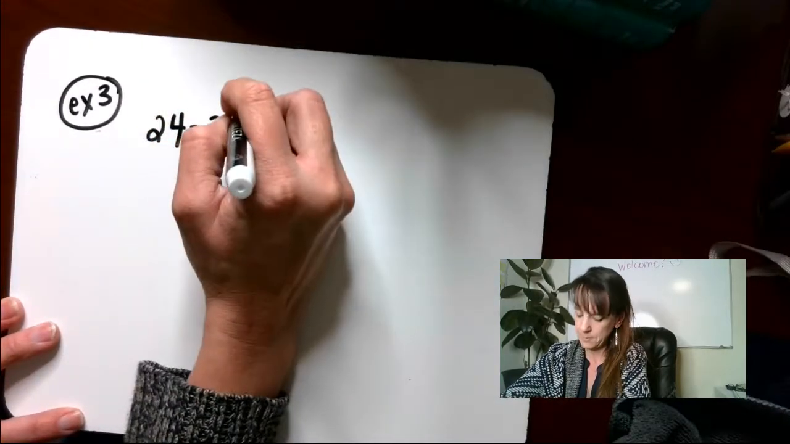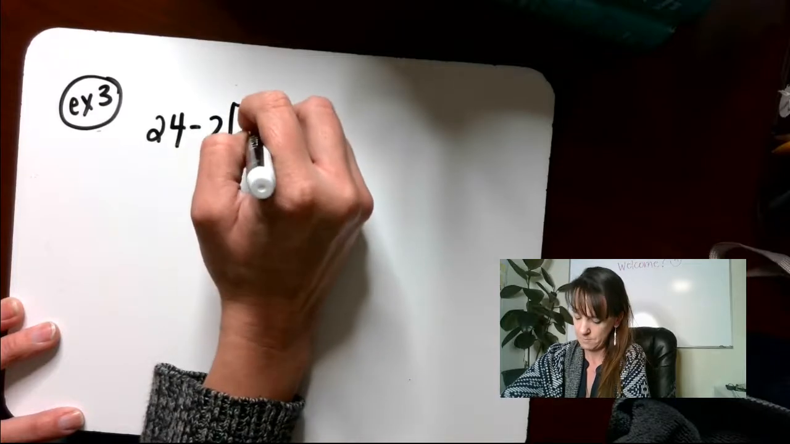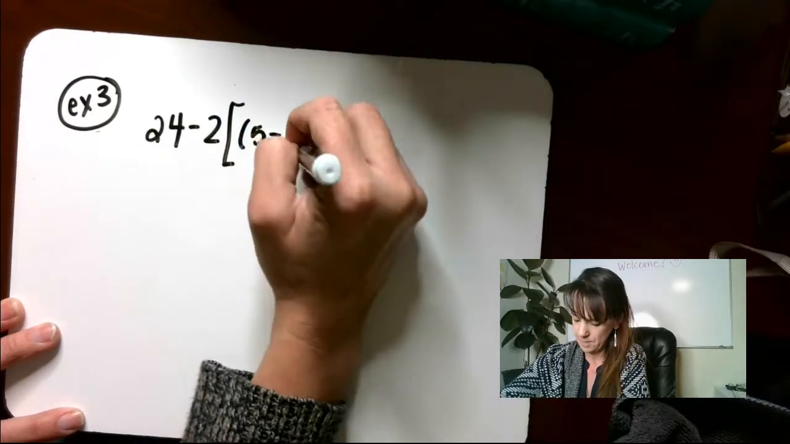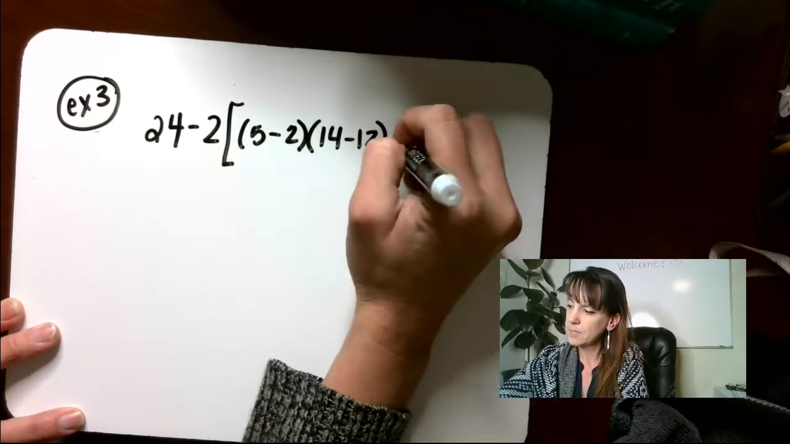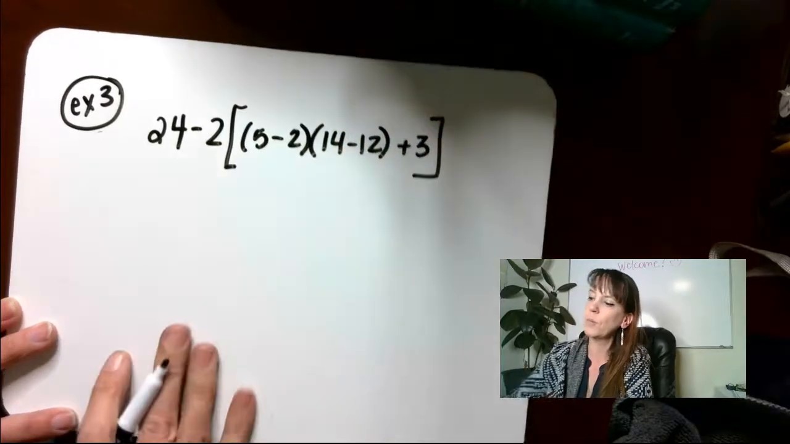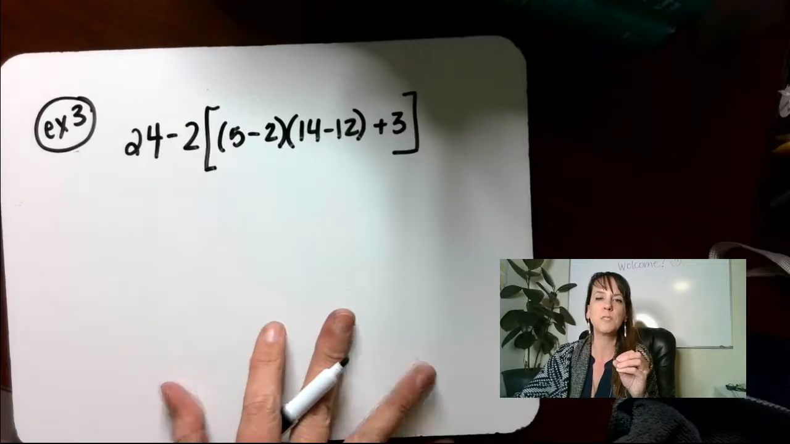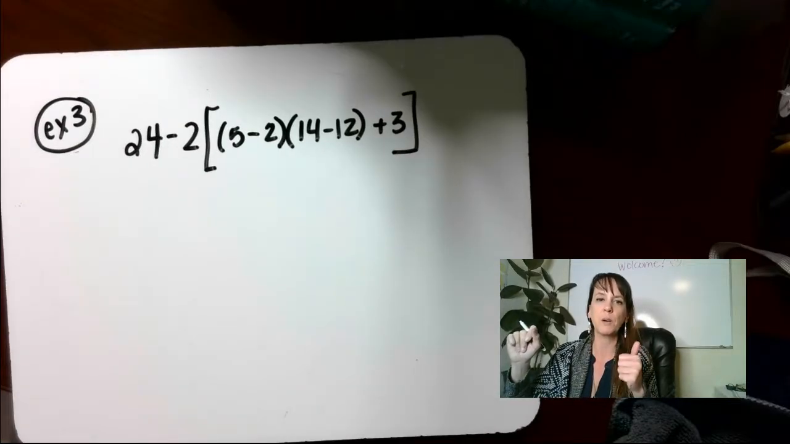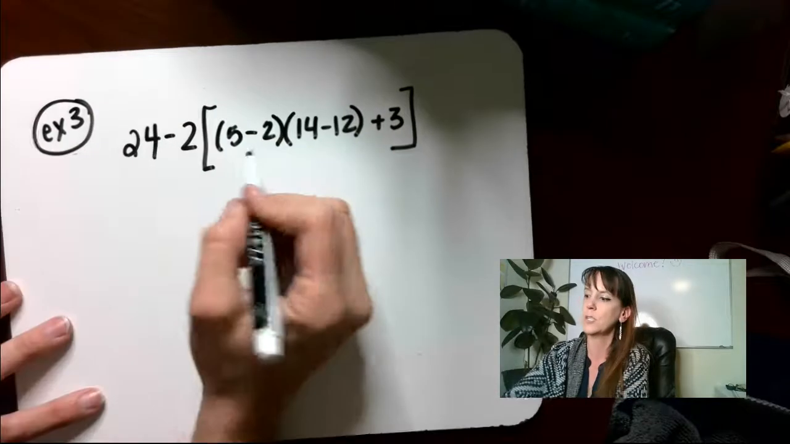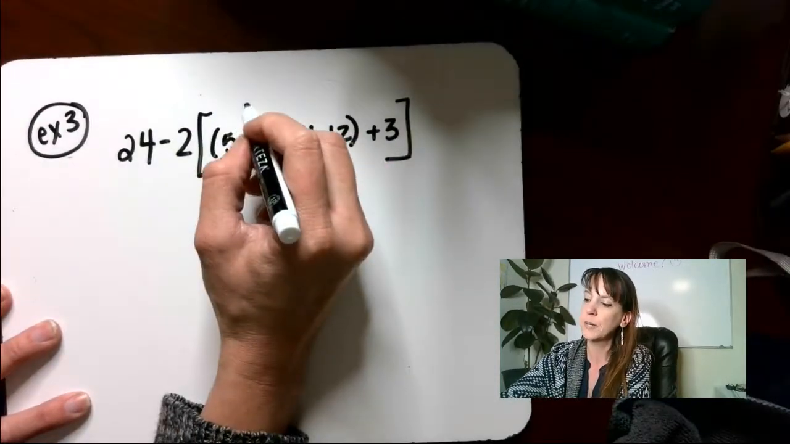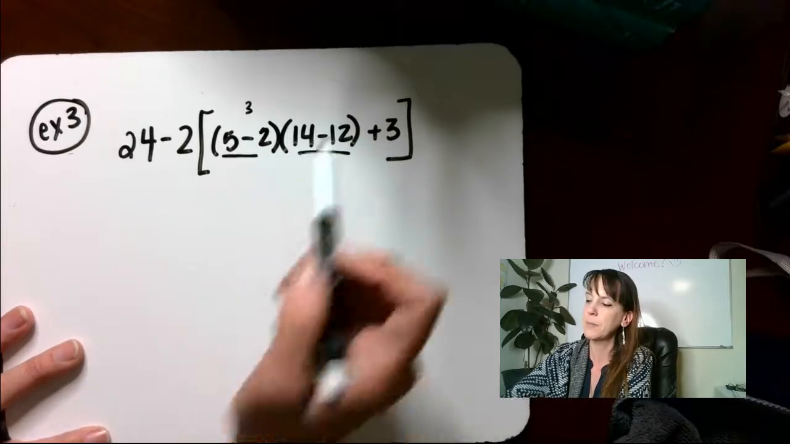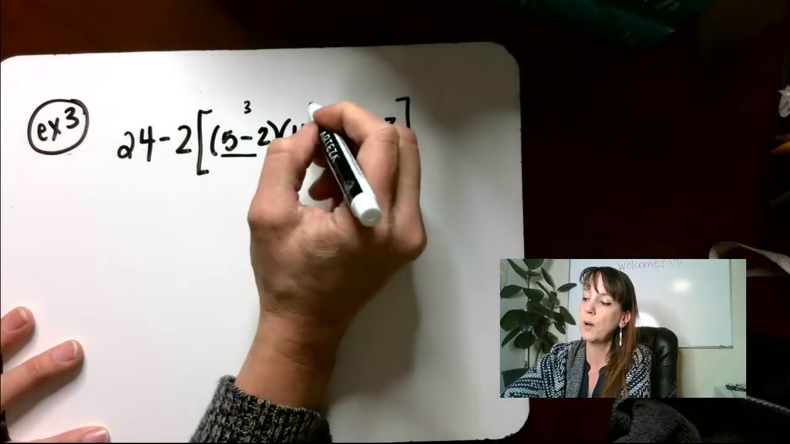So looking at example 3, you guys better be writing these down. Minus 2, 14 minus 12 plus 3. All right, guys, so what we're going to do is we still want to follow all our rules, but we're going to do our parentheses inside the parentheses first. So this guy and this guy. Well, we know 5 minus 2 is 3, so I'm going to write a little 3 up there just to remind me. 14 minus 12 is 2.